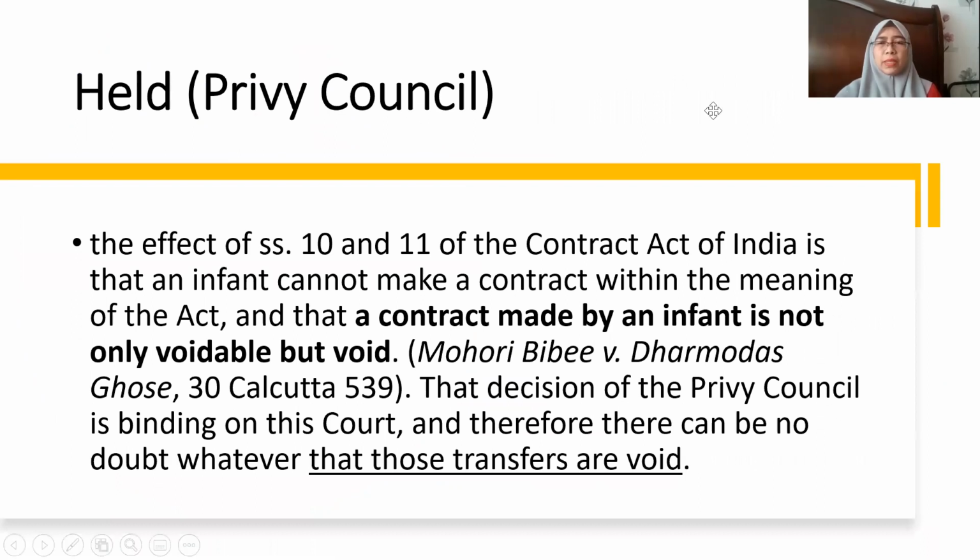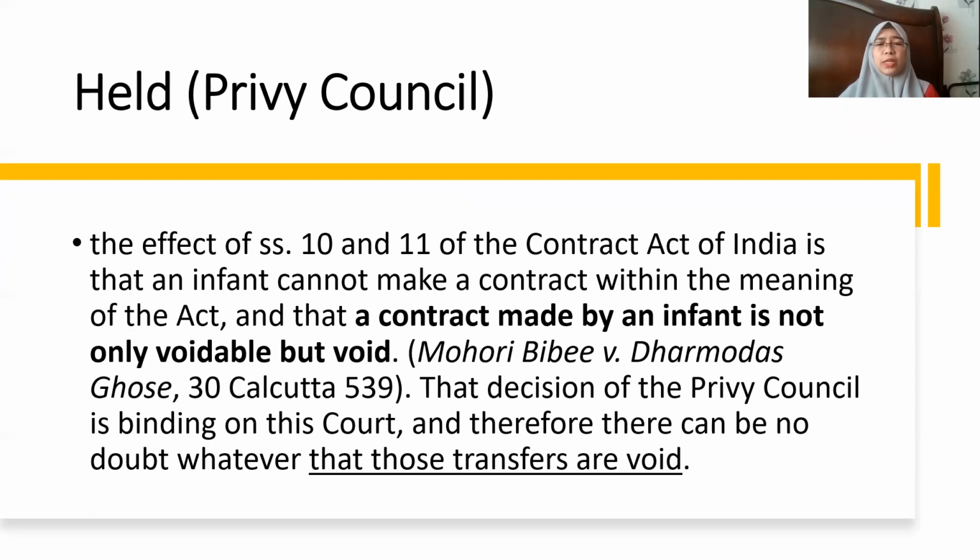Again, because this is a very old case, the judgment was by the Privy Council, similar to Mohori Bibi just now. The Privy Council made it clear that the effect of Sections 10 and 11 of the Contracts Act of India is that an infant cannot make a contract. The court reiterated the similar ruling upheld in Mohori Bibi. A contract made by an infant is not only voidable, but actually void, as no contract at all from the very beginning.